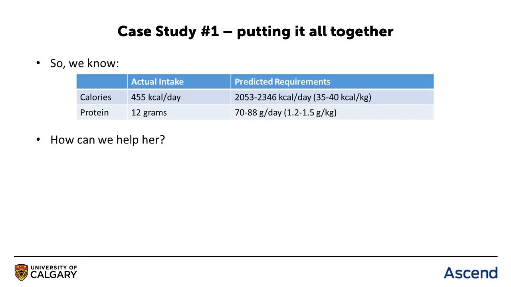So actually 455 kcals, based on my estimate, and that's all it is, an estimate, but it's very low. And like I said, this isn't that atypical. And about 12 grams of protein. So remember her predicted requirements. She's meeting a fraction, 20%, 25% of her calorie goals, and even less of that for protein. So she's doing really poorly. So where do we start, right? We've only got now 10 minutes left in clinic.